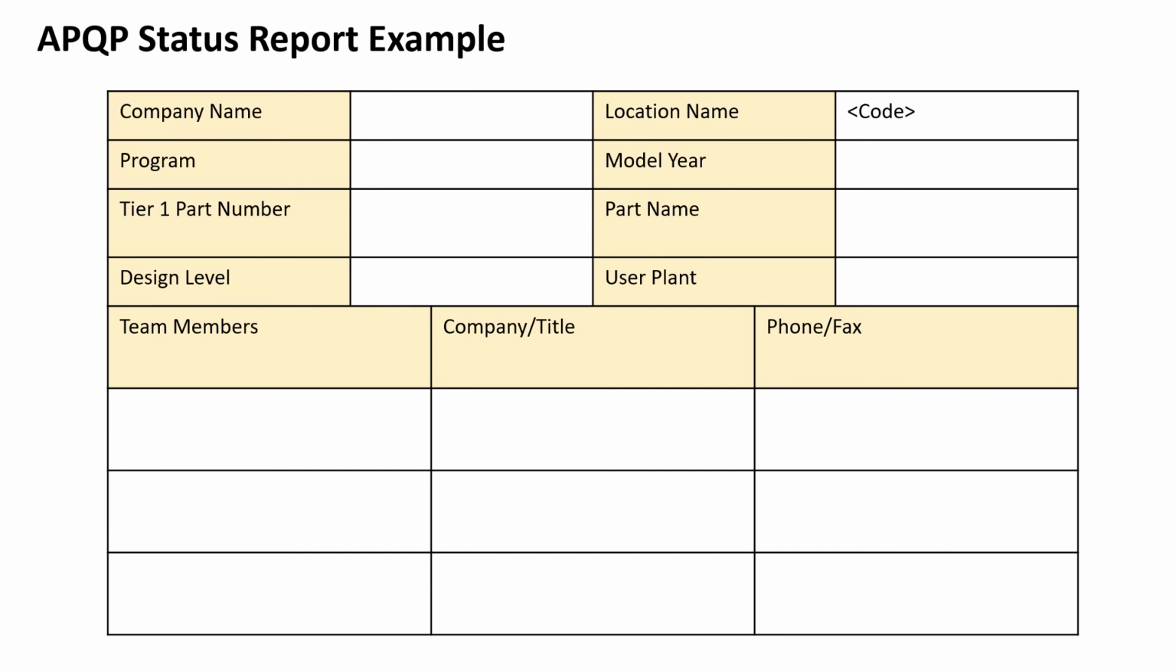So here is a sample status report, an APQP sample, which you have to get from the supplier. That is the company name or the supplier name, the program or the product name, what exactly you have delivered for that, which we have assigned to the customer, tier 1, part number you need to put here, design level, location name, model year, part number, that is tier 1 part number, this is local part number, user plan, and the team members involved in it, company or the title or the phone or the fax or email IDs.